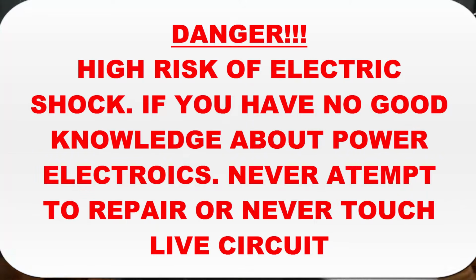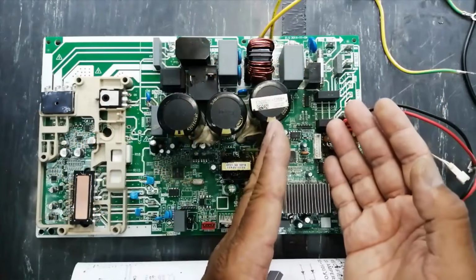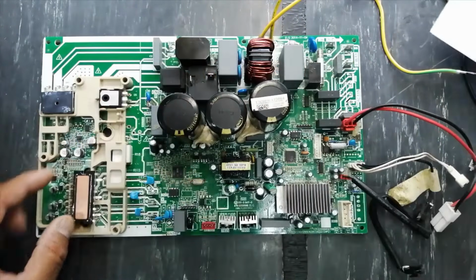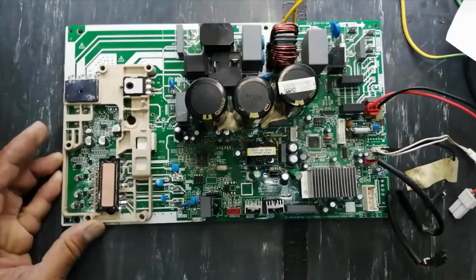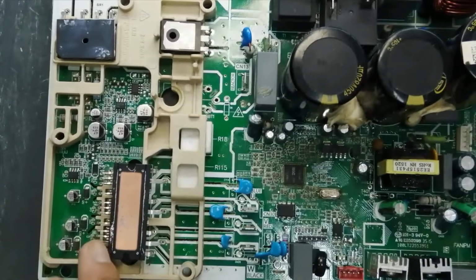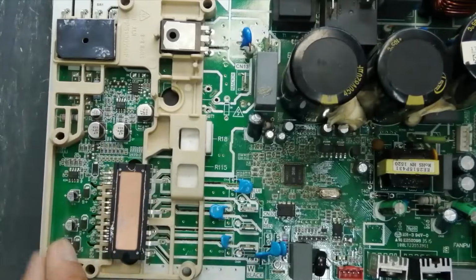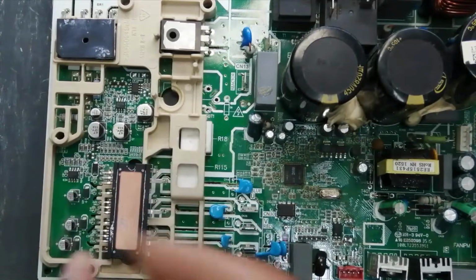If we are using any type of DC inverter AC, the design may be different. Here it is using 3 capacitors; maybe there are 2 capacitors or 1 capacitor. Here is the IGBT in intelligent mode in one chip. Maybe in some air conditioners you will find 6 IGBT modules here. It has 6 modules, but they are built in one chip.